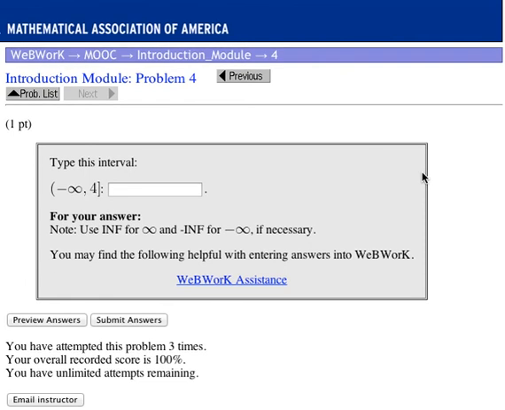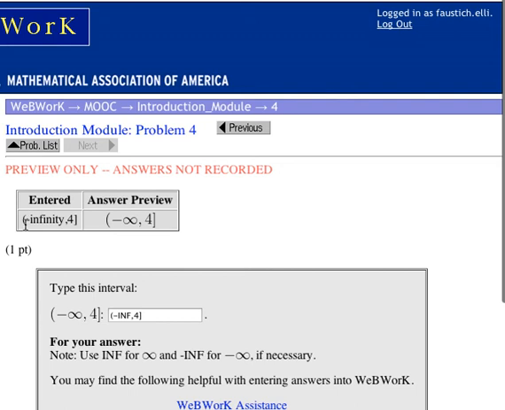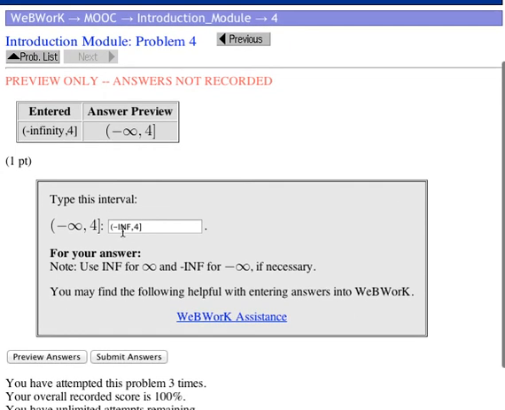My last problem here is looking at interval notation and the idea of infinity. When typing in infinity, I want to use capital INF, or for negative infinity, which we will use in this instance, a negative INF. So I'm going to start by putting in my parentheses, and I have a negative infinity, to make sure I use capitals, comma, 4, bracket. I'm going to preview this answer. Notice WeBWorK automatically recognized capital INF as infinity. My previewed answer is what I want, so I will hit submit.